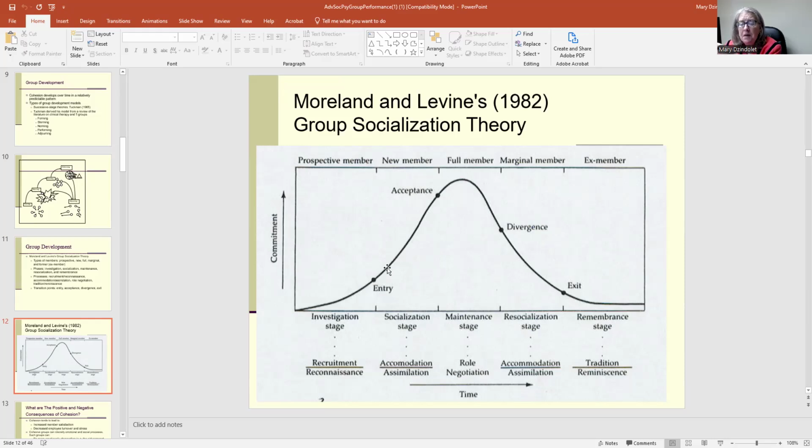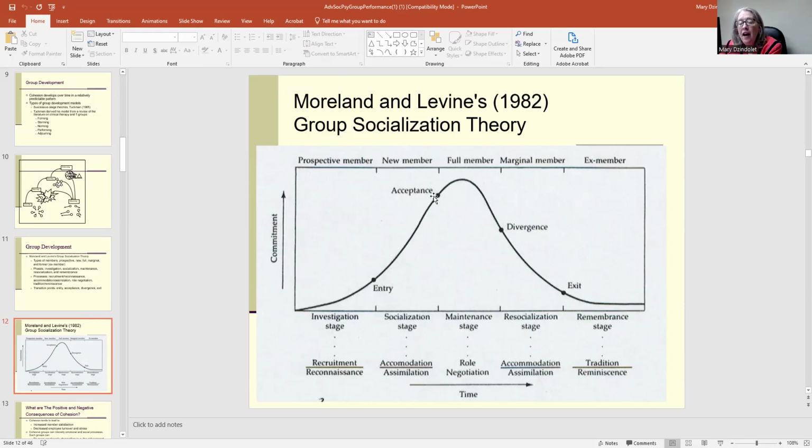And as you can see, commitment's just getting higher and higher and higher as the group accommodates and the group member assimilates, and everyone, in this new member phase, is really working to get along.